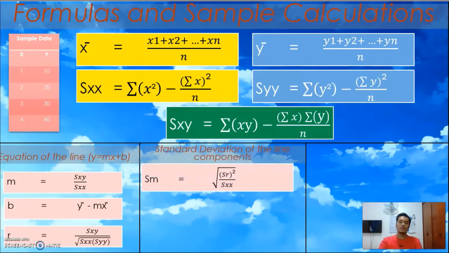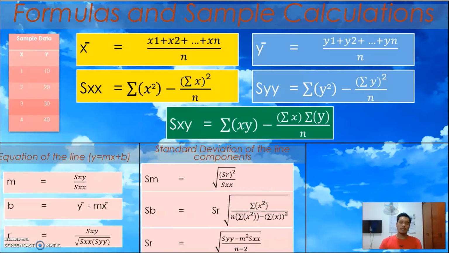And of course, we need to find the standard deviation of the line components. So the standard deviation of the slope is simply the square root of sr squared over Sxx. And we can find sr using this formula: the square root of Syy minus the slope squared, or m squared, times Sxx, over n, the number of data, minus 2. And we can find sb by sr times the square root of the summation of x squared, or x data squared, over the number of data multiplied by the summation of the x squared minus the square of the summation of x.